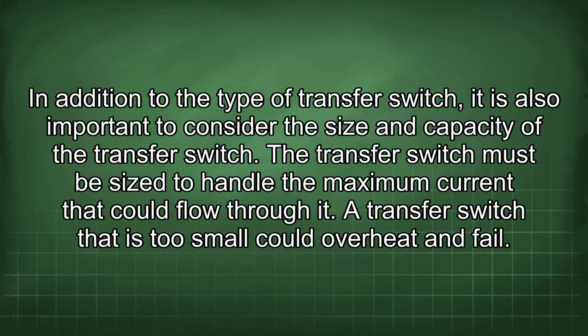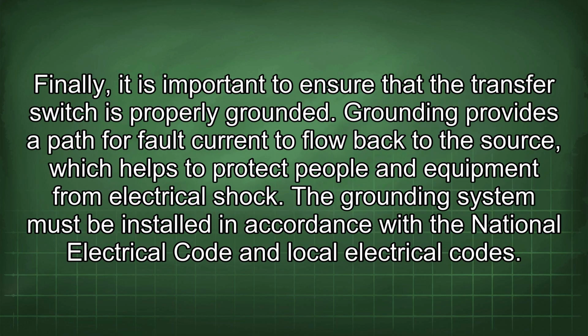In addition to the type of transfer switch, it is also important to consider the size and capacity of the transfer switch. The transfer switch must be sized to handle the maximum current that could flow through it. A transfer switch that is too small could overheat and fail. Finally, it is important to ensure that the transfer switch is properly grounded. Grounding provides a path for fault current to flow back to the source, which helps to protect people and equipment from electrical shock. The grounding system must be installed in accordance with the National Electrical Code and local electrical codes.